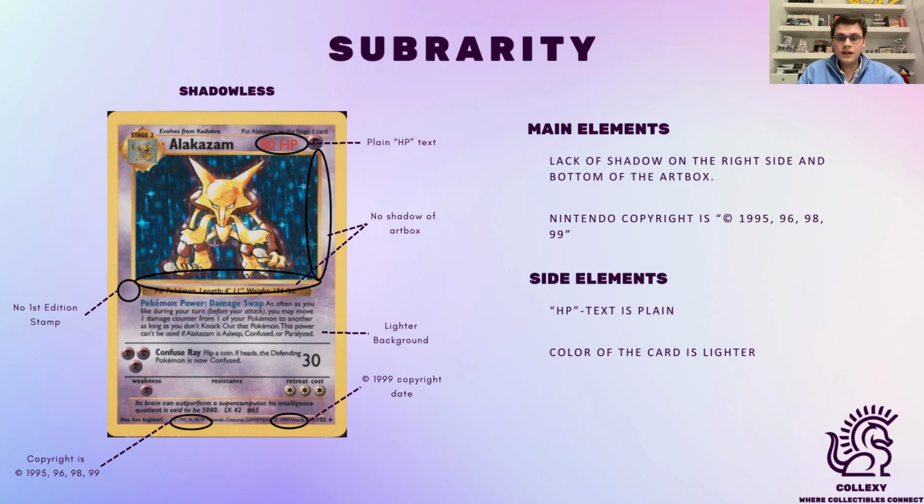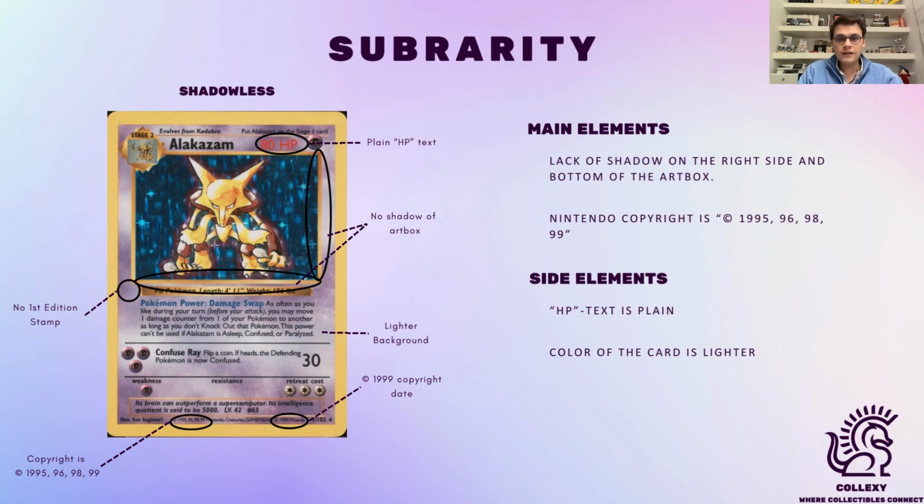So the first element is to take a look at the art box and determine whether or not you see a shadow on the right-hand side and on the bottom of the art box. If there is no shadow, it's very likely to be a shadowless variant. However, there is a second test or main element that needs to be considered, and that is the Nintendo copyright. If the Nintendo copyright on the bottom left of the card says copyright symbol 1995, 96, 98, and 99, then it is very likely that it is a shadowless card.